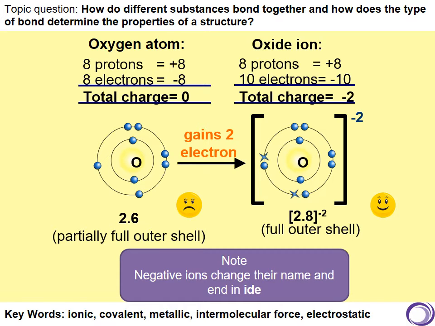I'd just like to point out that when negative ions are formed, the name changes, so the oxygen atom becomes an oxide ion, so they end in "ide", and on the previous slide we saw fluorine becoming fluoride. So when negative ions are formed, their names change.